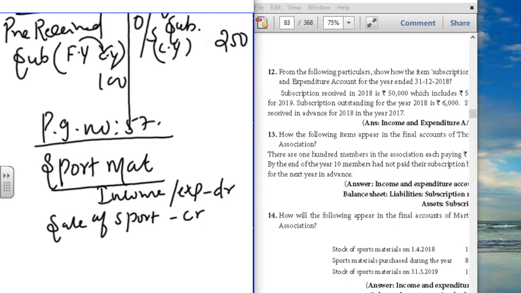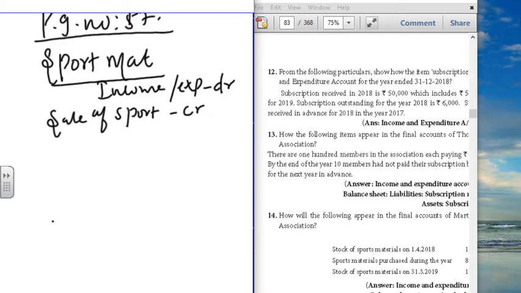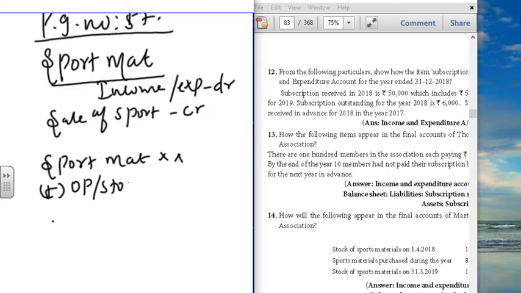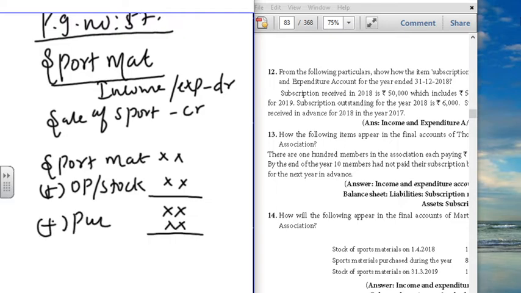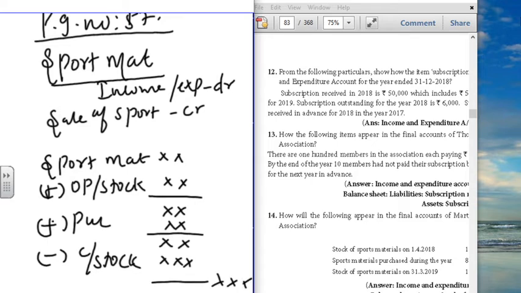There is a simple format to calculate the sports material. Always sports material amount: add opening stock, this is a standard format for everything, and add your purchases, opening stock plus purchases, and minus your closing stock. This is the standard format. The remaining answer will be in the outer column.